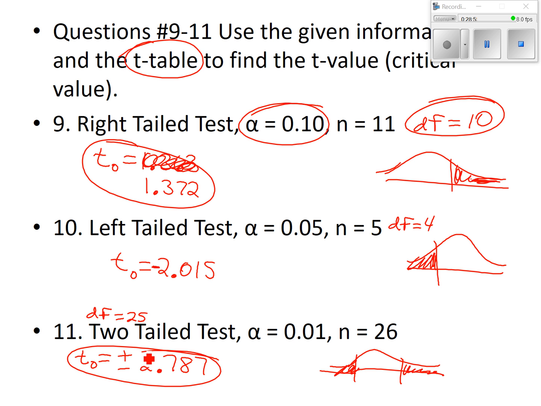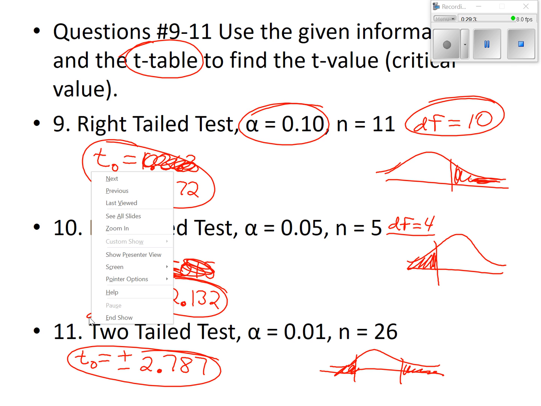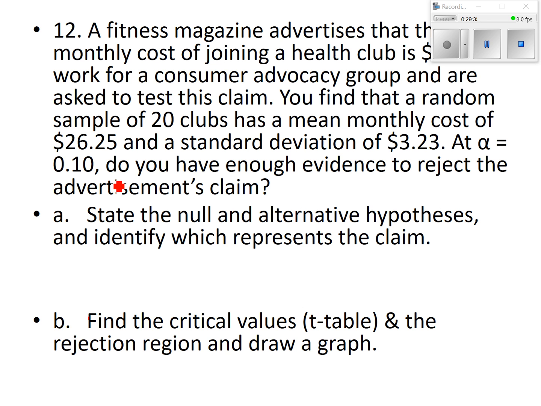Wait, for number 10, shouldn't it actually be 2.132? This one's wrong again. Yeah, we used 5 instead of 4. Negative 2.132. I'm going to stop yelling out answers, because what I yelled out was wrong and the one on the screen is more correct, since I can't see them. At least you're trying, more than other people. Everybody understand all those? Yeah. Next one, number 12.